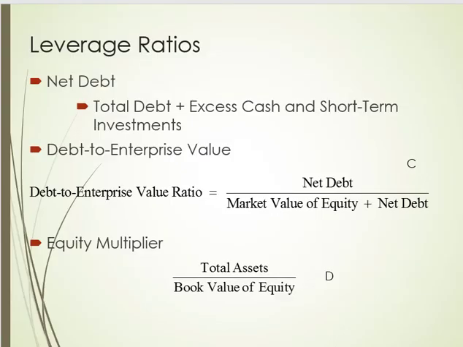Just a few more ratios to look at. There's something called the debt to enterprise value. So let's talk about, first part, we have something called net debt. It's the total debt of the company minus the excess cash and short-term investments that they have. So it's just a cash and short-term investment number. And we want to divide that by enterprise value. And we'll talk about enterprise value throughout the course.